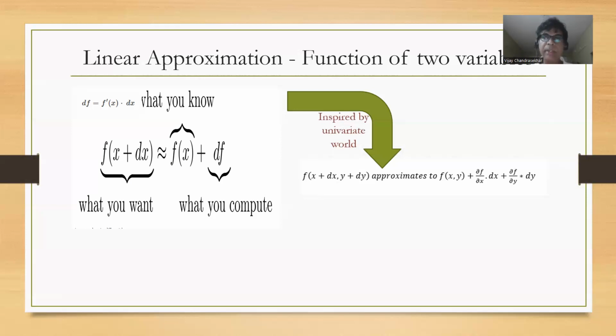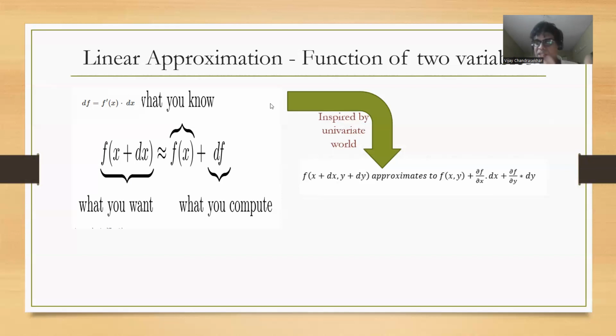Let's stay away from geometry. The value of x, the dimension is x plus dx, on the y it is y plus dy. And we say this approximates to f of x, y plus the partial derivative of f with respect to x multiplied by dx plus the partial derivative of f with respect to y multiplied by dy.